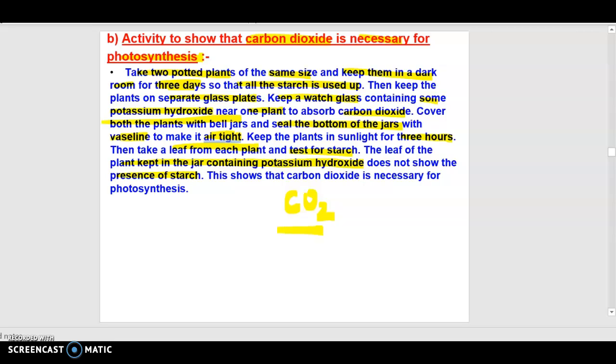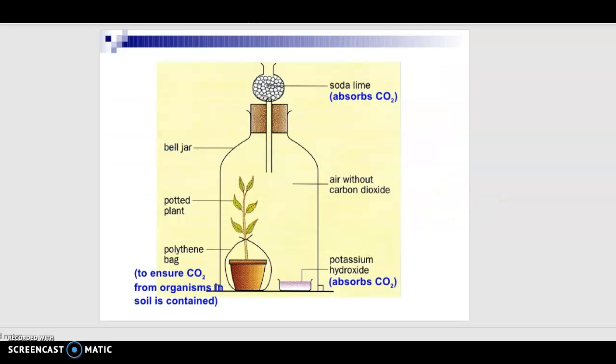When it absorbs carbon dioxide and when there is no carbon dioxide, then as we have done in the process of photosynthesis, this carbon dioxide is reduced to C6H12O6, starch, then it will not happen. So this shows that carbon dioxide is necessary for photosynthesis. This will be more clear from this figure.